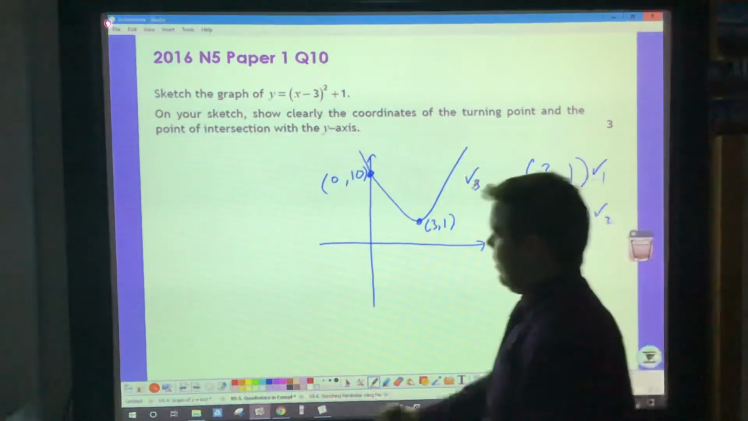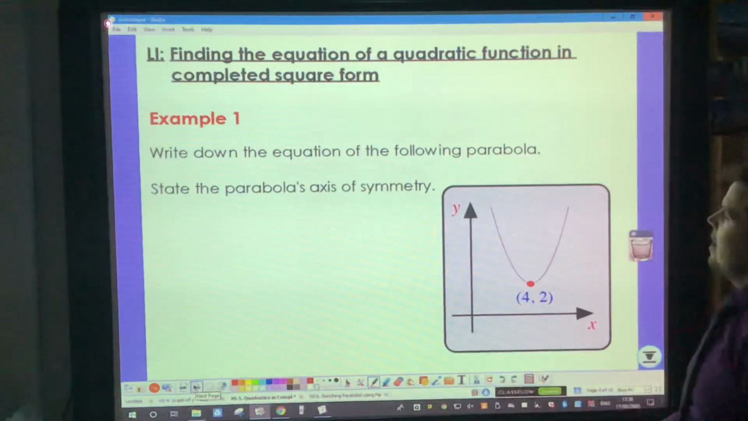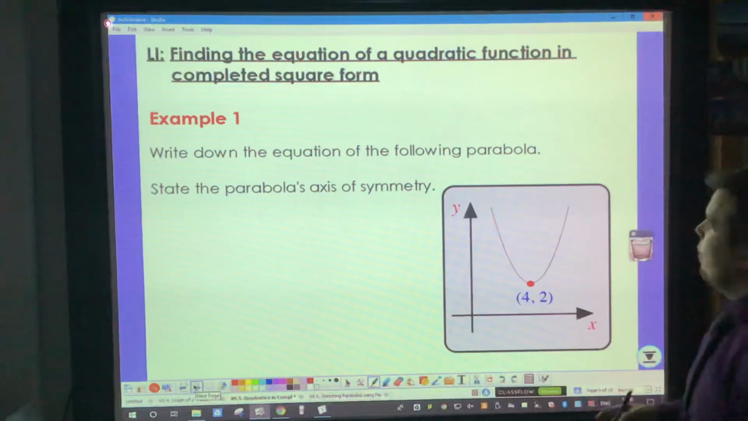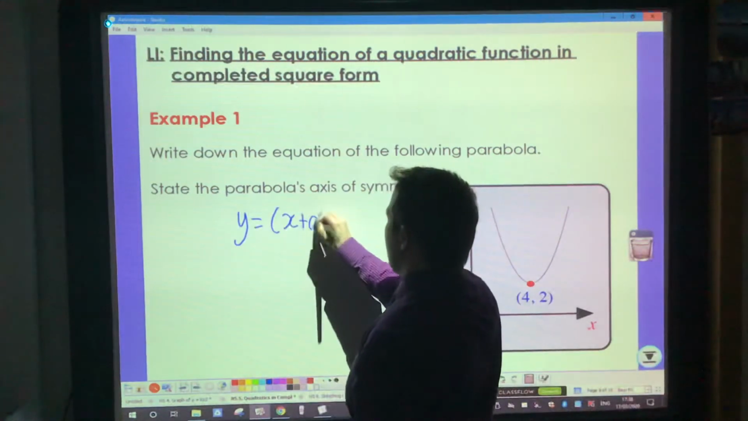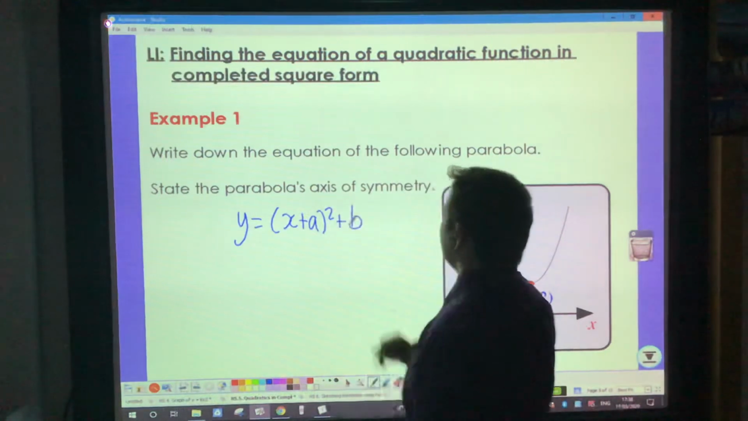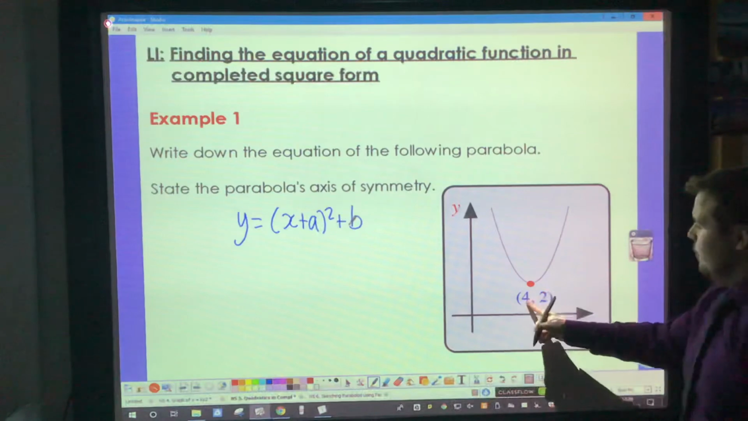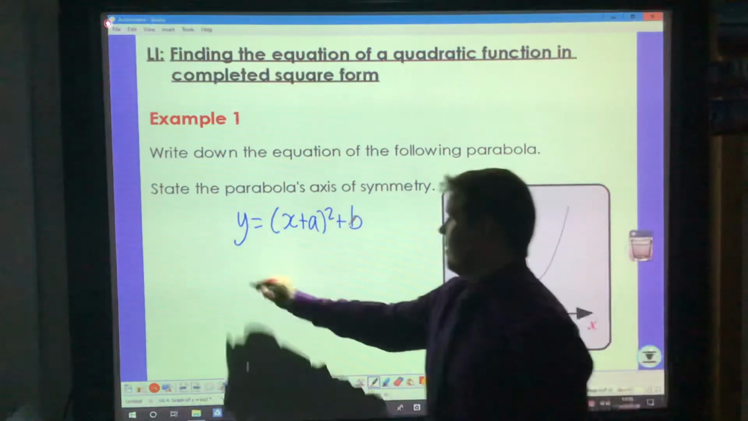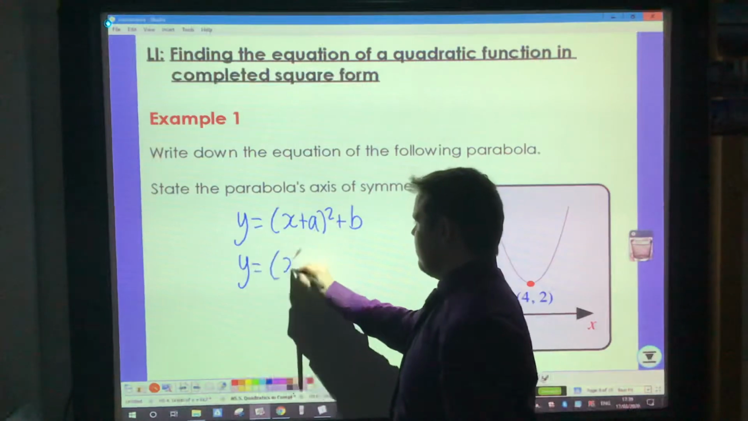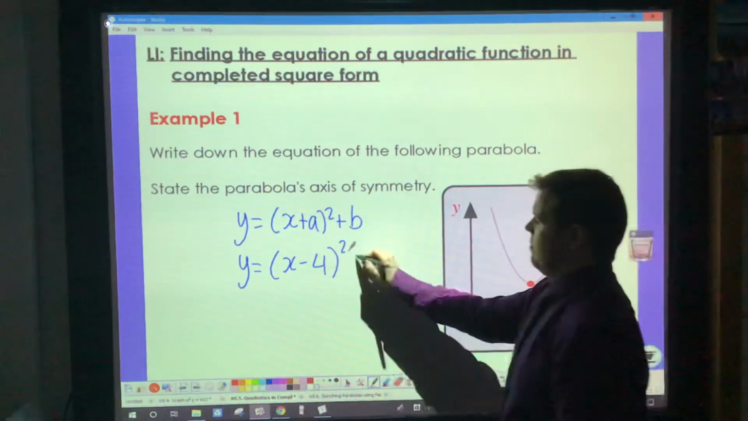Okay, right, now we are going to interpret these quadratic graphs. So a bit of the reverse. The standard equation is y equals x plus a squared plus b. But what did we do before? To get the turning point, we change the number inside the bracket. So I'm going to do that to put it back in. y equals x minus 4 squared. The number outside stays the same, plus 2.